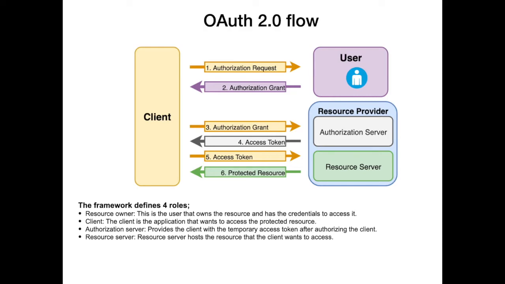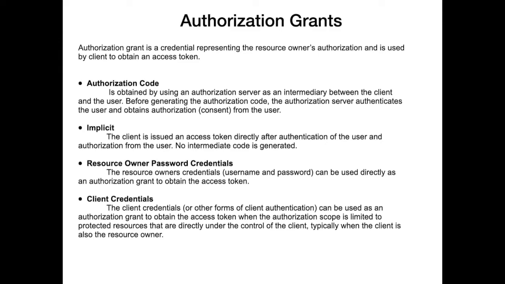And in step 5, the access token is used by the client to make a request to the resource server to get access to the protected resource. Let's now talk about the authorization grants. There are 4 different types of authorization grants defined by the OAuth spec.